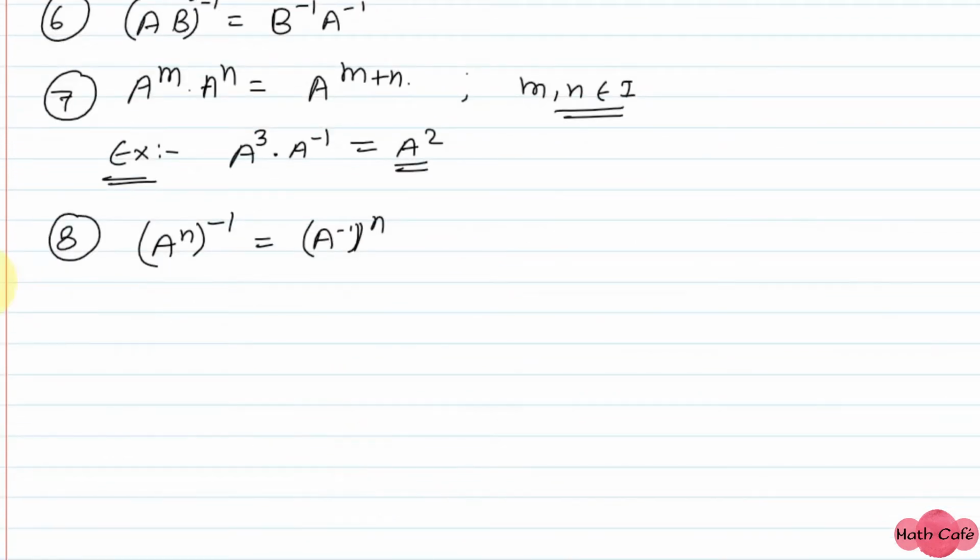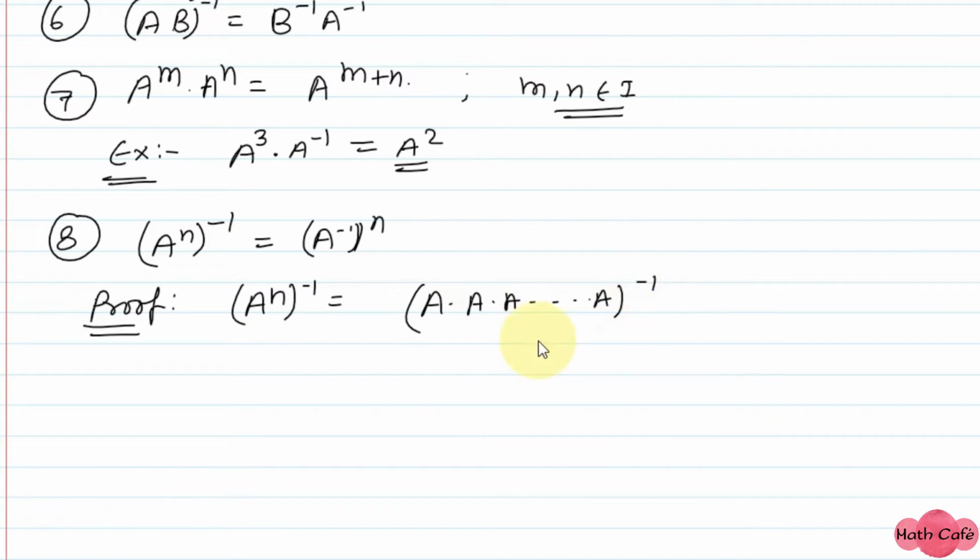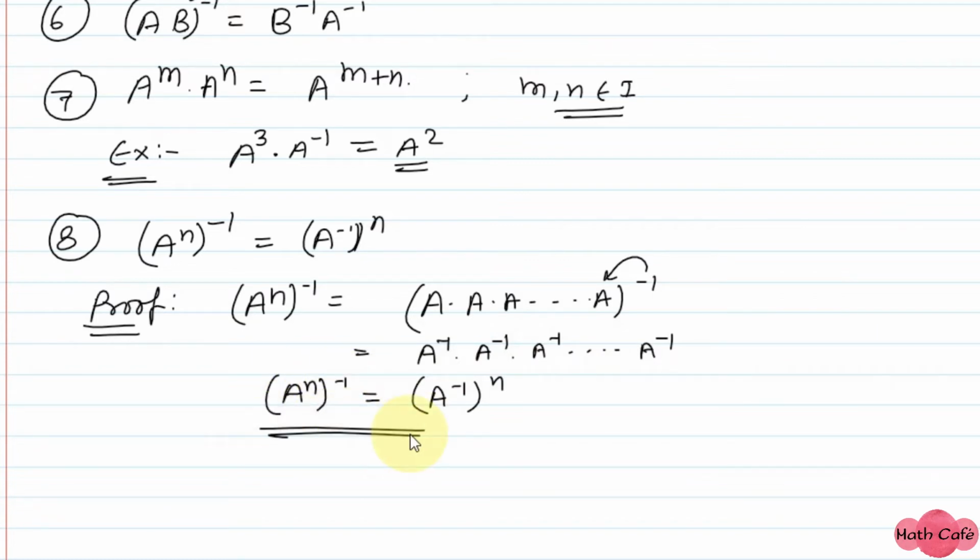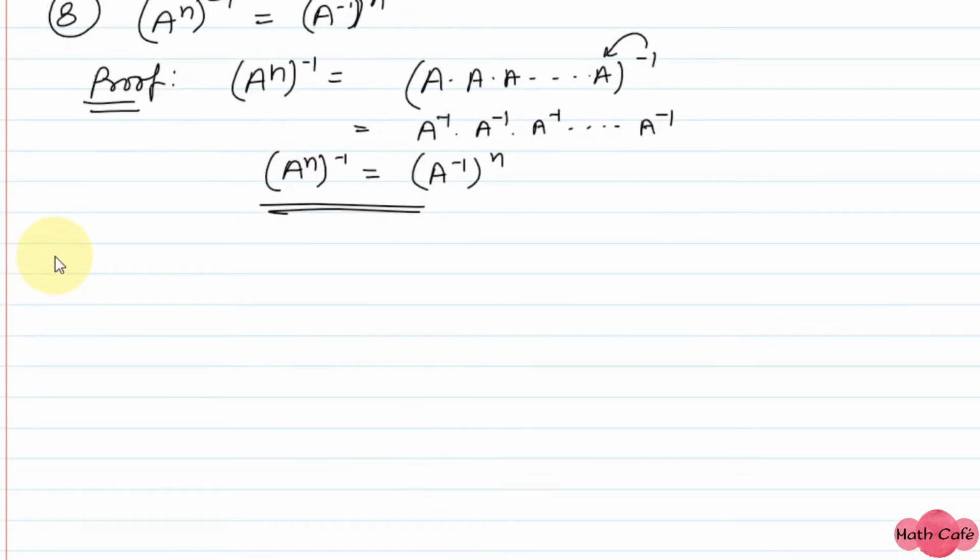Why? Let's see the proof of this property. If it is written A power n inverse, I can write A power n as A multiplied by A multiplied by A, n times, and inverse. So finally we will put the inverse from the back side, so this will become A inverse multiplied by A inverse multiplied by A inverse, and finally multiplied by A inverse, n times. So I can write it as A inverse whole power n. So finally A power n inverse will be equal to A inverse whole power n. Hope you understand this.